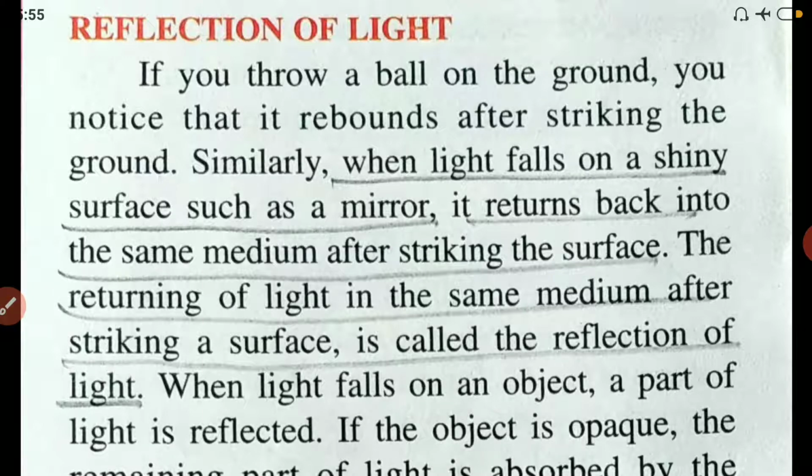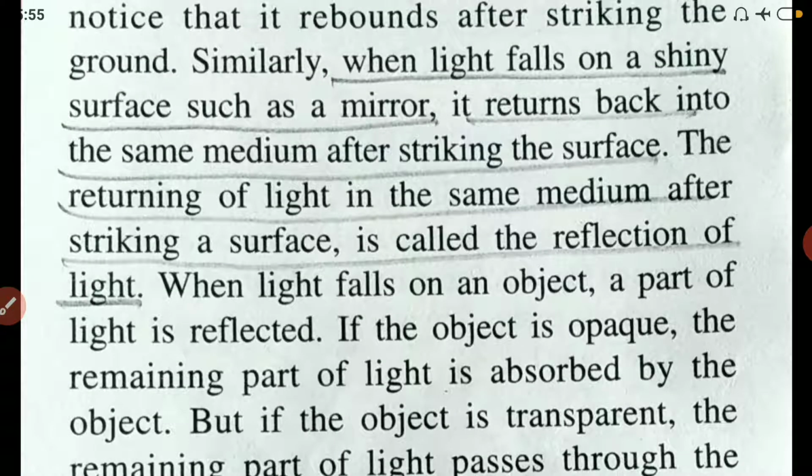When light falls on an object, a part of light is reflected. Why do they say a part of light? Why not all? Because when it strikes a surface, some amount of light is absorbed by the medium. So if you throw 100 light energy to a surface, the surface might take 1 or 2 and then give back 98 or 97, depending upon the medium.